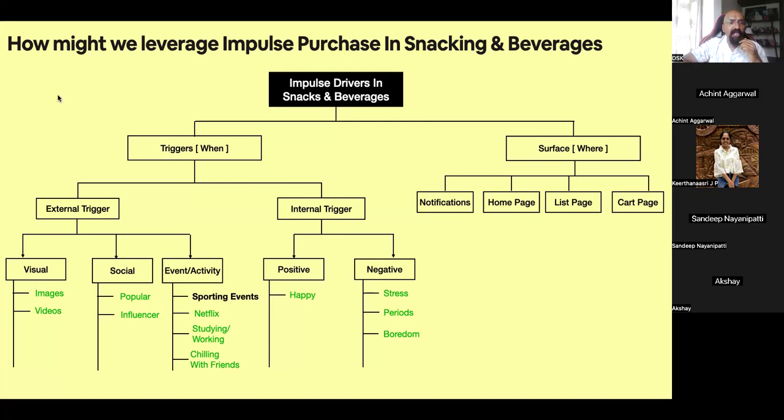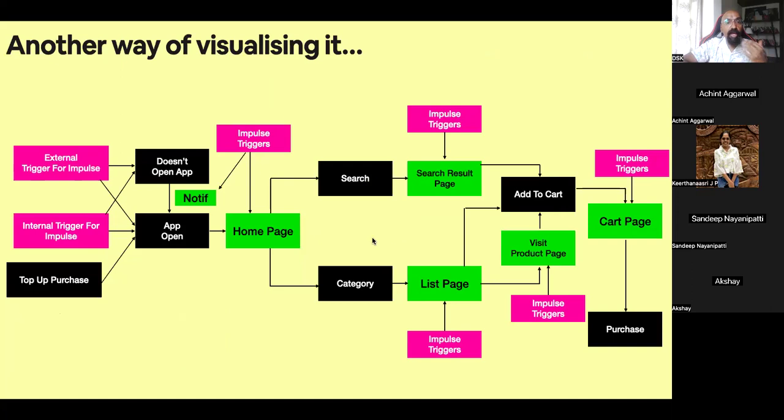Once I did this exercise, the next thing I did was to say, okay, is there another way of visualizing to see if there are any opportunities that I might be missing? So the same thing that you saw in a tree format, I made it into a flow chart wherein I said, okay, as a customer, I could be coming to the app for a top-up purchase, in which case I open up the app. I can then go to the home page.